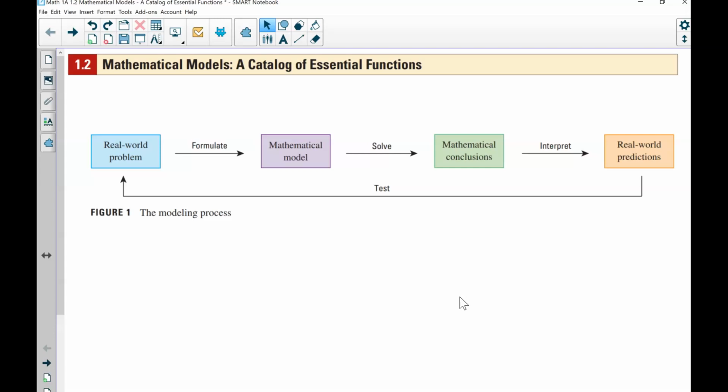Now, there are many different types of functions that can be used to model relationships observed in the real world. In what follows, we will discuss the behavior and graphs of these functions and give examples of situations appropriately modeled by such functions.